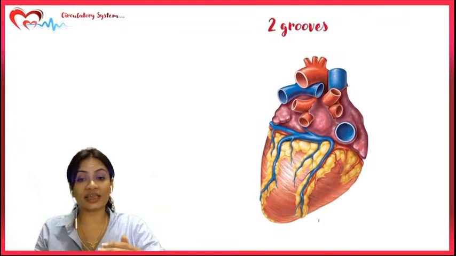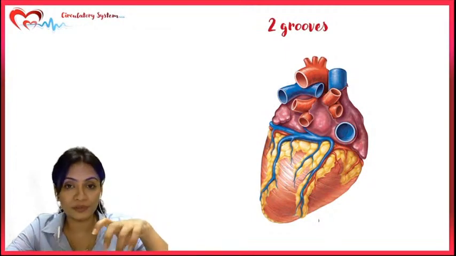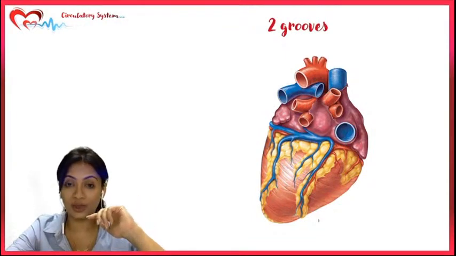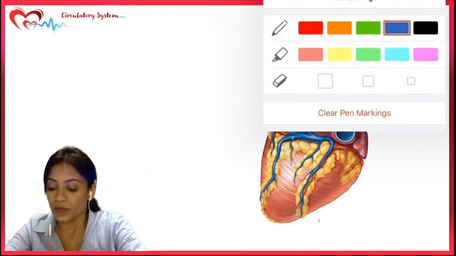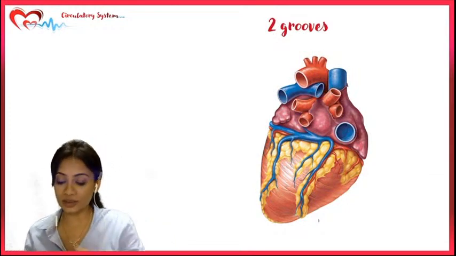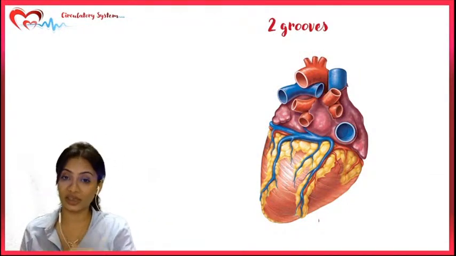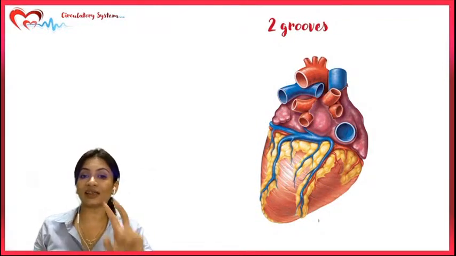Continuing that, on the external surface, we see that there are two major grooves present on the external surface of the heart. Okay, now where are these grooves located? Let's see their positioning. This view of the heart that you are seeing, children, is the back side of the heart. Also, we see that there are two grooves.